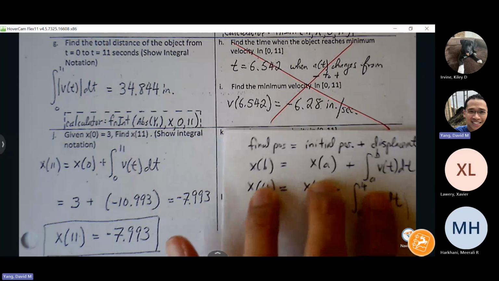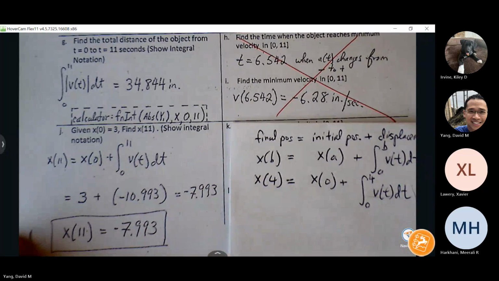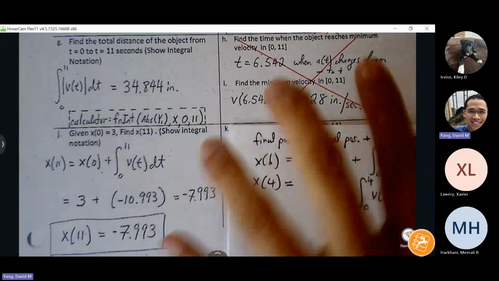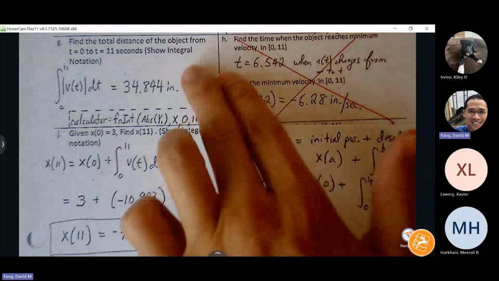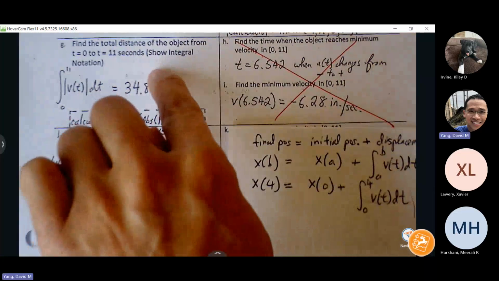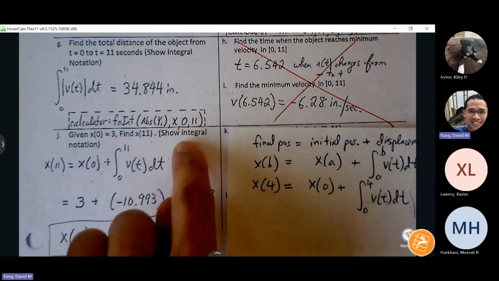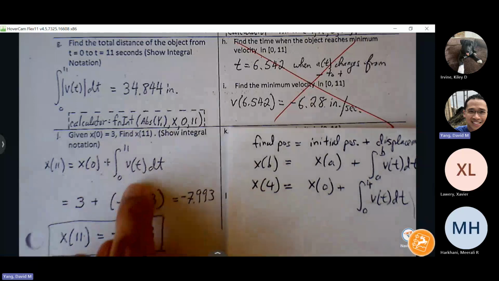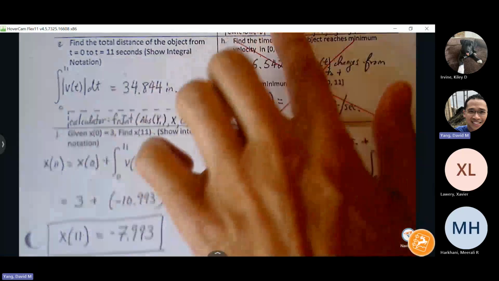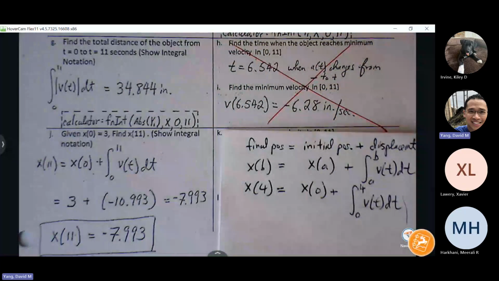This is an example from before. Okay, so I want you to pay attention here. Look at the distinction between these three. Displacement is just the integral. Total distance is just the integral with absolute value. Final position is initial position plus displacement. Sometimes students get these three mixed up, so just make sure that you feel comfortable distinguishing between each of those.